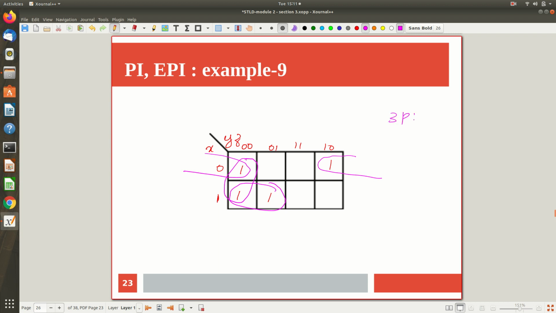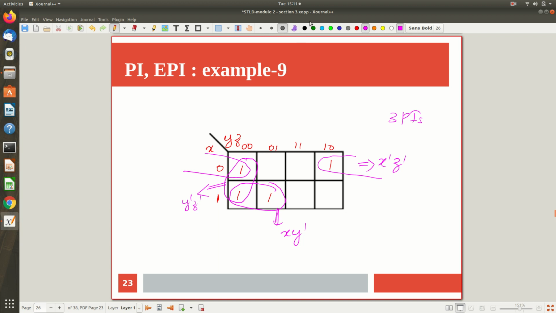Accordingly I am getting 3 prime implicants. All are prime implicants. Fine. So you can tell me what they are. See, this one corresponds to x dash, y vanishes, and z dash. Fine. Now this one corresponds to x, y dash, z vanishes, and this vertical one corresponds to x vanishes, y dash, z dash, right?